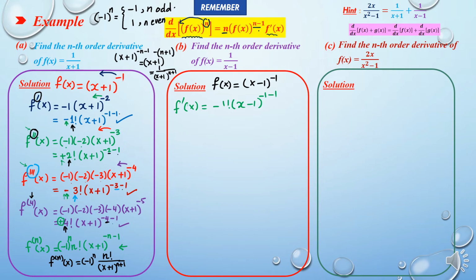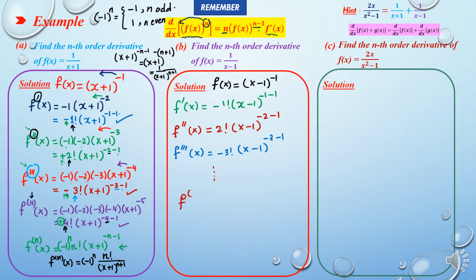Okay, you can check and find it. And f double prime of x equals 2 factorial multiplied by (x minus 1) to the negative 2 minus 1, and f triple prime of x equals negative 3 factorial multiplied by (x minus 1) to the negative 3 minus 1. It's exactly the same as in A. You have to use the same technique to find the nth derivative of this function, because in the first one we have 1 over x plus 1, and in the second one we have 1 over x minus 1.